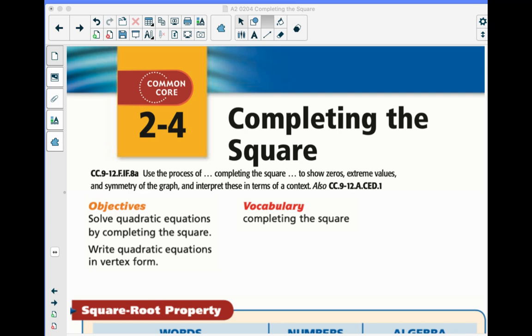Oh man, you guys are gonna love this. Completing the square, very exciting stuff. Here's basically what we're looking to do.